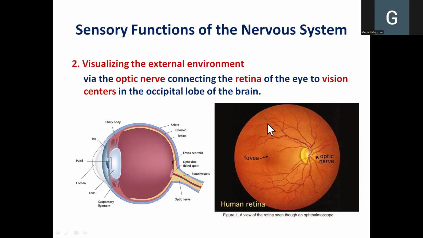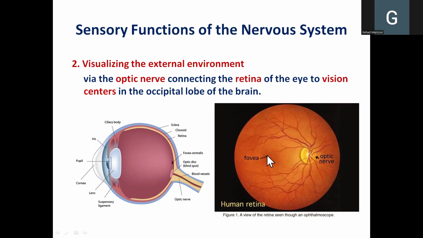Let's come to the retina and the ophthalmoscopic examination of the retina. What can you see here? You can see the optic disc, which is the structure where the optic nerve arises in the retina and then leaves the eye to go to the occipital lobe and reach the vision area. And you can see the fovea, and the fovea is the part of the retina where the light rays need to converge in order to see accurately.